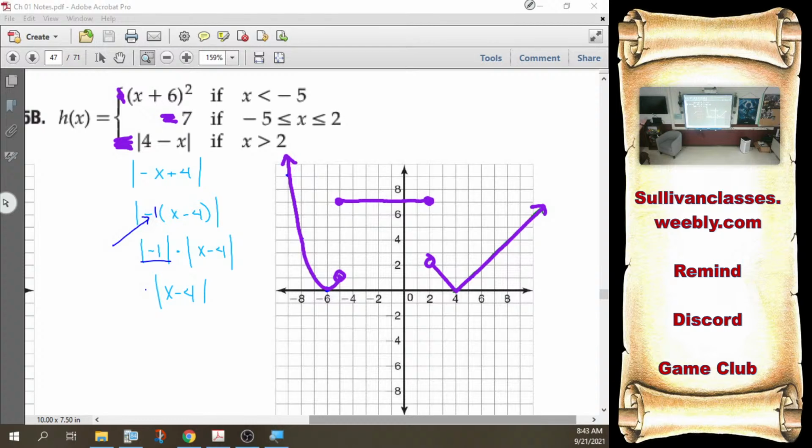Okay, that's it. That's graphing piecewise. If you are good enough to just look at this, know that it's going to be here, look at the domain and say, okay, I'll only graph that part of it, great. Go for it. If you're not, graph them all, erase the parts that don't matter.